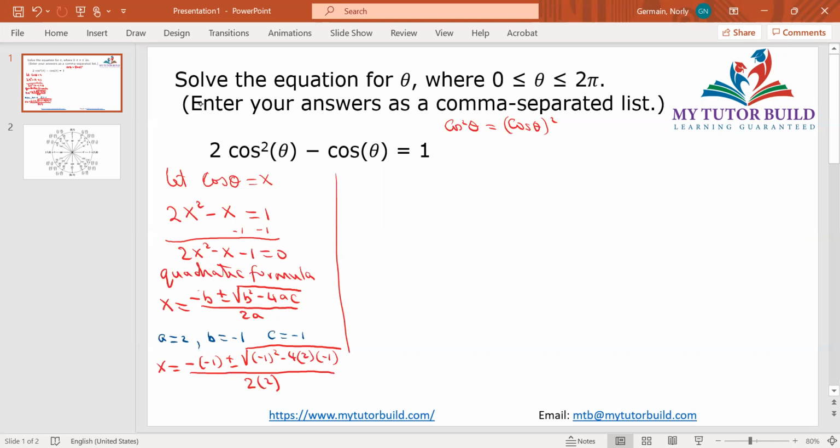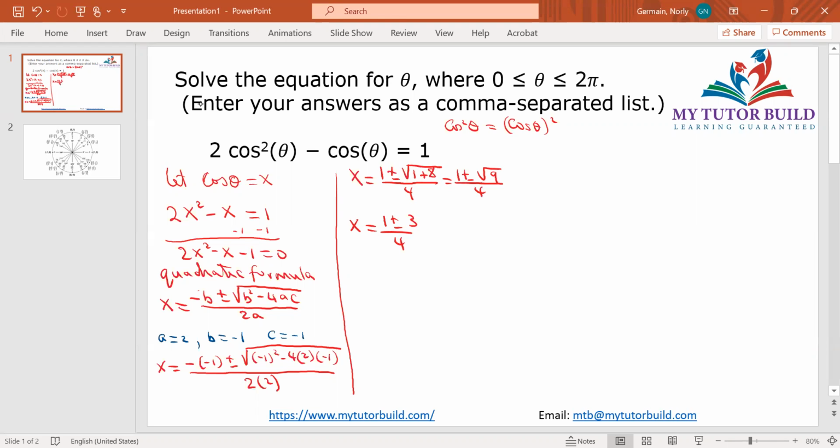Now we can continue: x equals negative of negative 1 gives me plus 1, plus or minus the square root of 1, because -1 squared is 1. Two negatives give us a positive. 4 times 2 times 1 gives us 8, over 4. So we have 1 plus or minus the square root of 9 over 4. We end up having x equal 1 plus or minus 3 over 4.